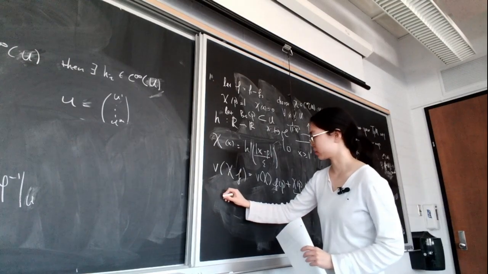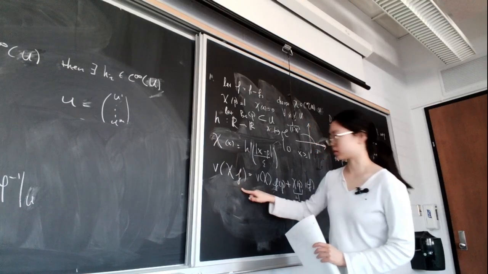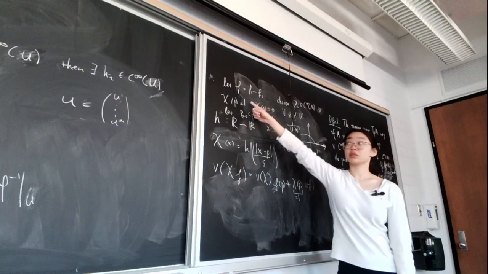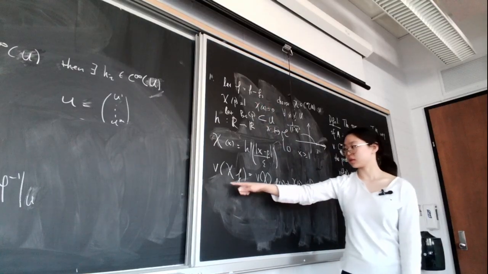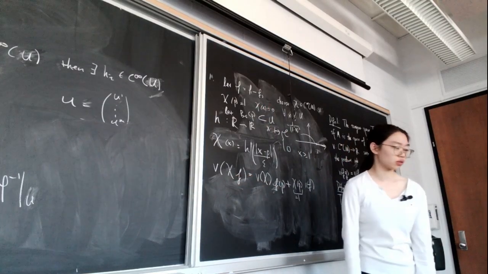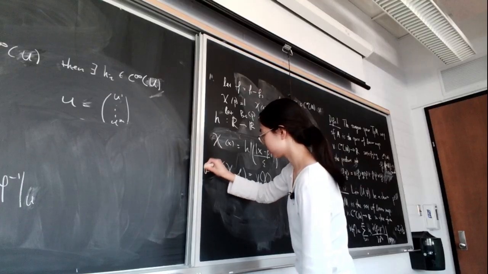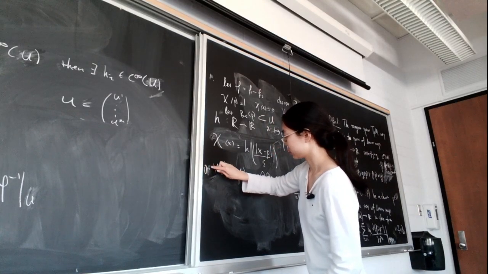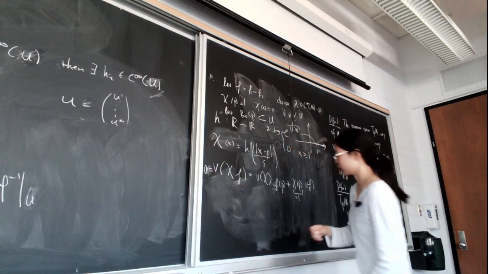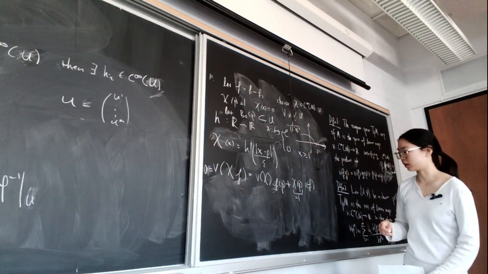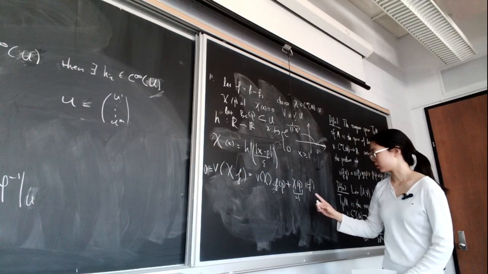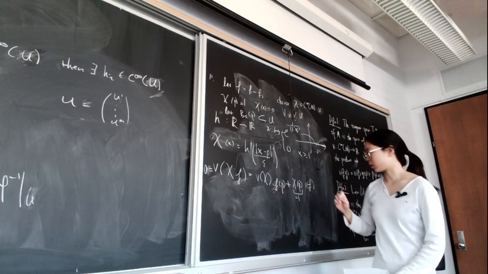Yes, I see now. This is always 0 because on U, f is equal to 0, and then outside of U, chi is equal to 0. So this is equal to 0. And now it's sufficient to show that V of chi is equal to 1.